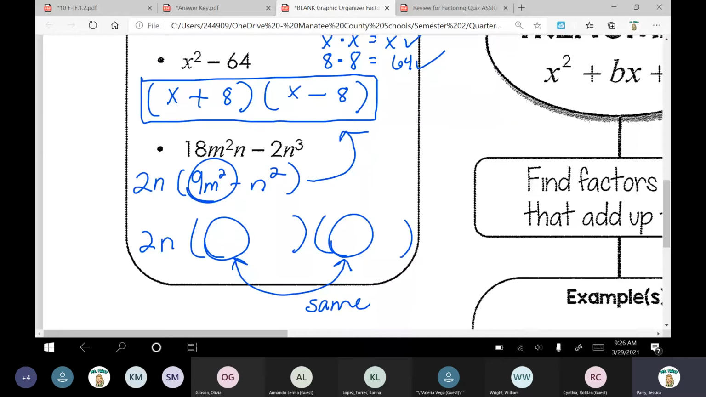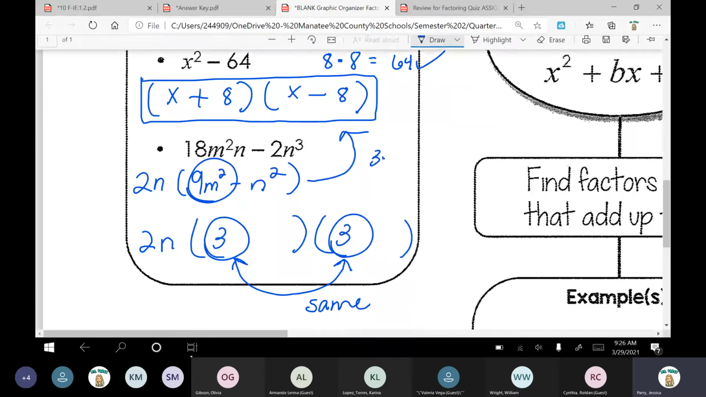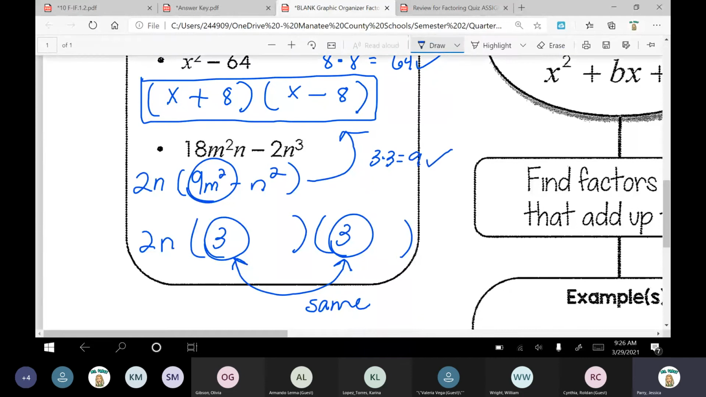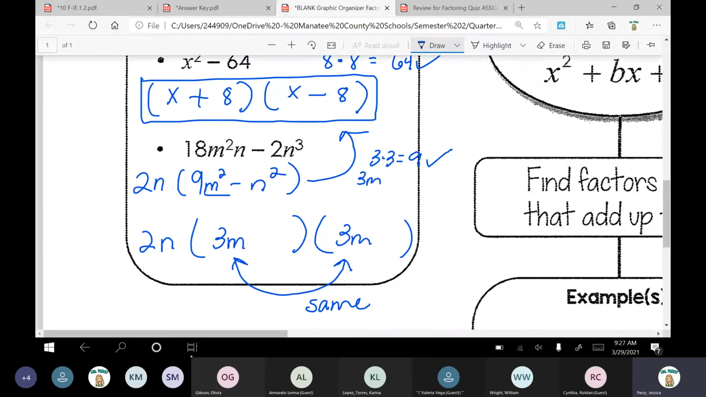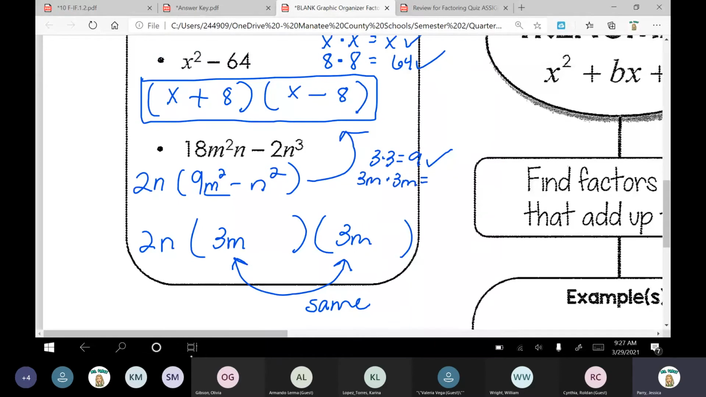I see 3 times 3. Perfect. Let's try it out. 3 times 3 is 9. Perfect. Now let's check our variable. M squared. What times what is m squared? I see someone wrote 3m times 3m. Let's see. Here's my m. Here's my m. And let's check. 3m times 3m is 9m squared. Just add your exponents. That works too.